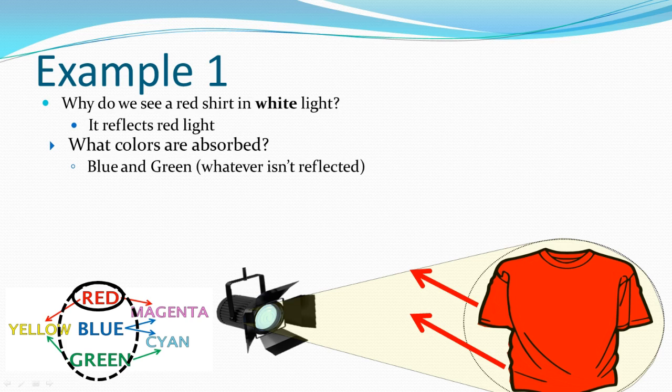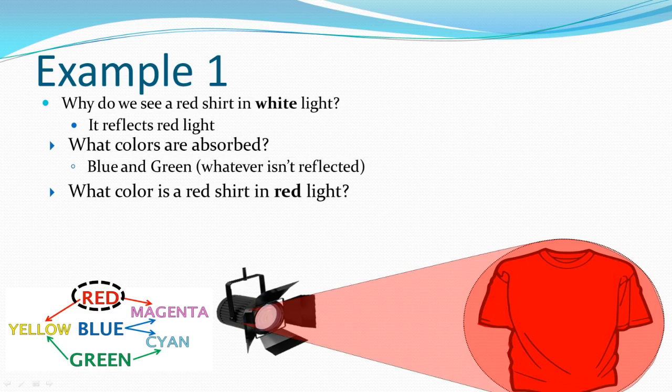Whatever colors we don't see are the ones that are being absorbed. Whatever colors we do see are the ones being reflected. So blue and green have been absorbed. What color is a red shirt in a red light? A red shirt reflects red light and absorbs blue and green.